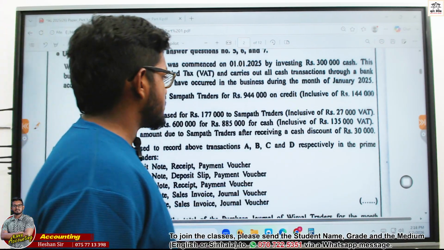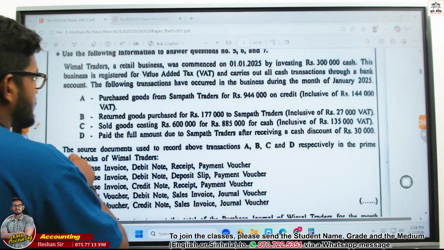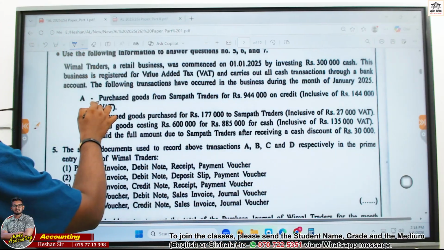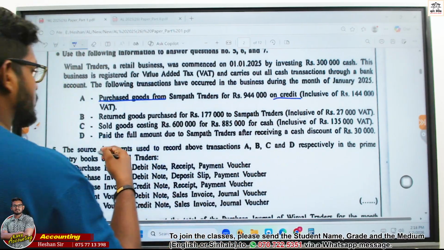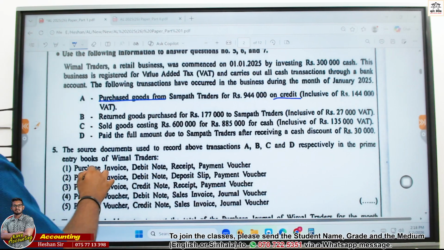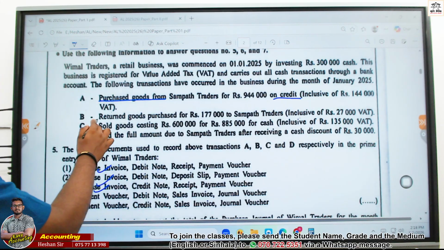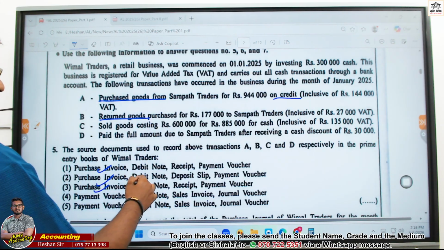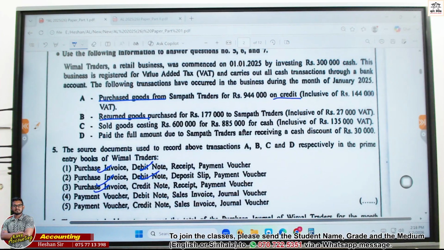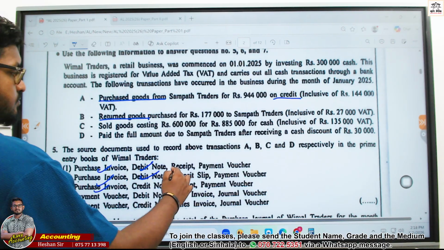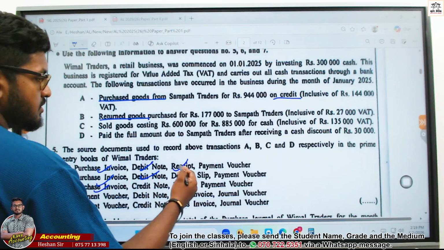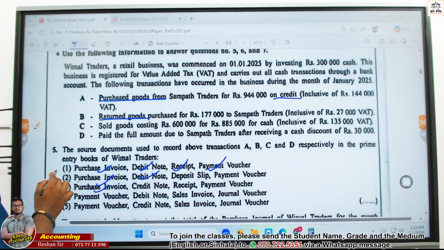Return goods purchase. Now, the first one is the purchase goods on credit, right? The source document is the purchase invoice. Then when we return the goods, it is a debit note. Sold goods on cash, receipt. Payment, that is payment voucher. So the answer for the fifth one is number 1.